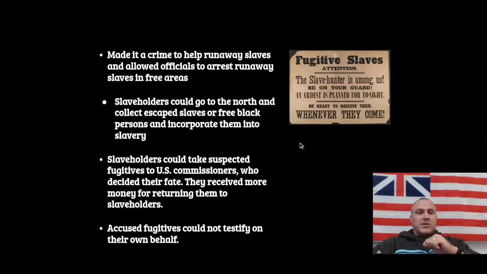A crime to help runaway slaves. Slaveholders can go back and grab their slaves. The commissioners could send them down for more money, and the fugitive slaves could not testify on their own behalf. So the South gets that. And the last thing that we're going to cover here is popular sovereignty, how slavery is going to be decided in that large federal territory, the Mexican Cession. After this, when these territories become states, they will be able to decide using popular sovereignty, that voting, to see if they want to ban slavery or not.